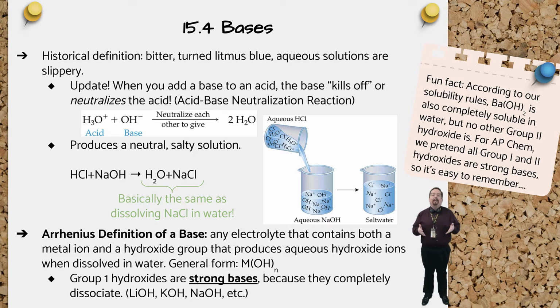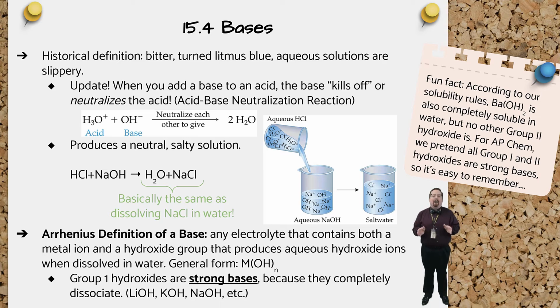As defined by Arrhenius, a base is any electrolyte that contains a metal ion and a hydroxide group, and produces hydroxide ions when dissolved in water. These take the general form of MOHN, with M being the metal ion and N being the number of hydroxide ions needed to balance the charge of the metal ion.